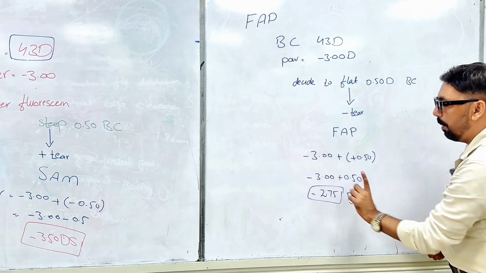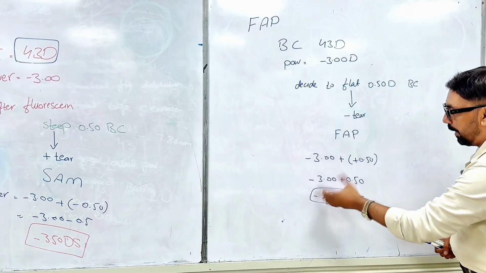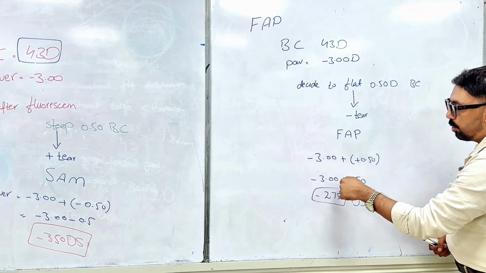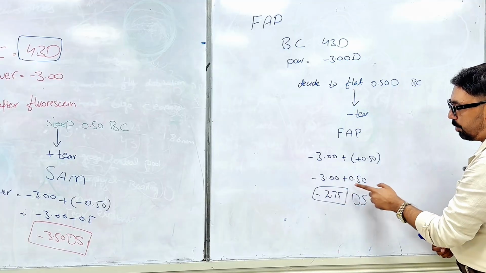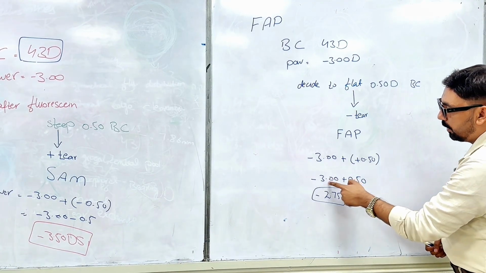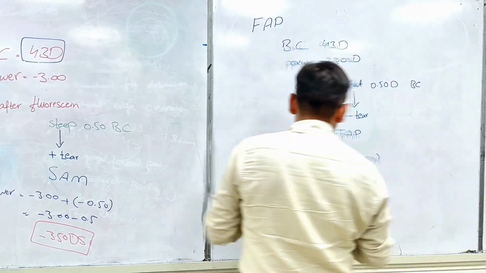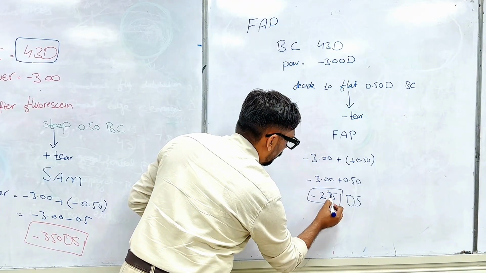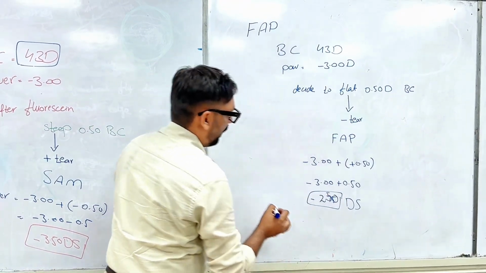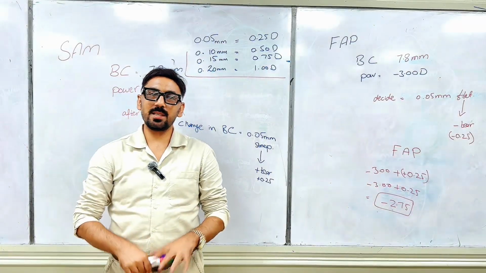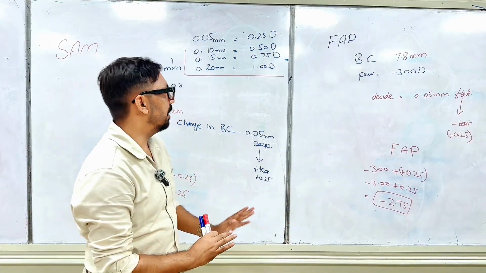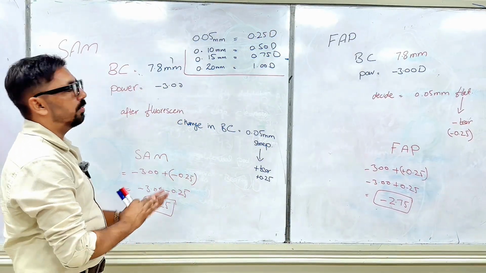So minus and plus will be minus. So I subtract plus minus minus in algebra. So I will subtract 0.5 from the 3, and the answer will be 2.50 diopters. So the resultant power will be 2.50. And now let's understand the same method but with a different unit of the base curve.